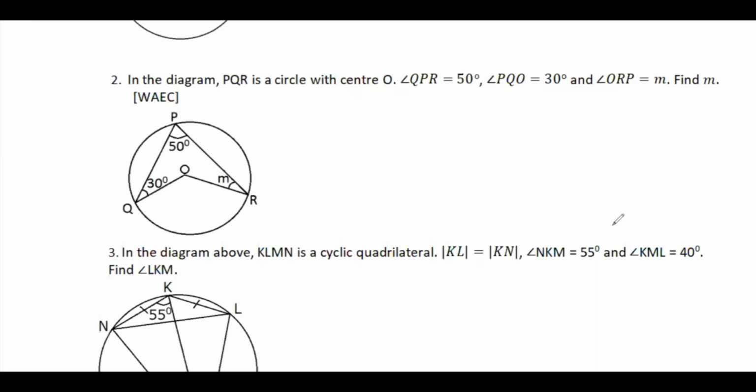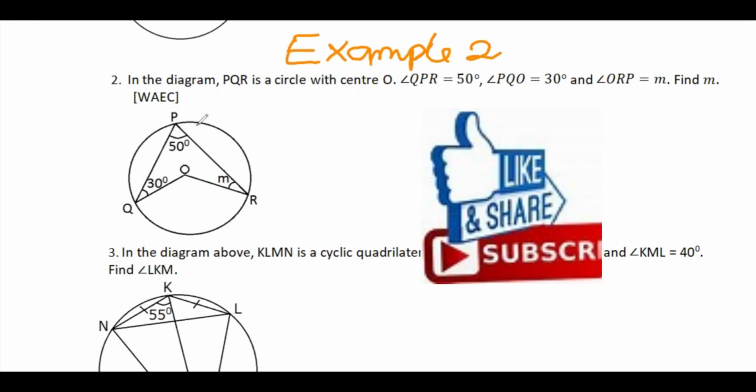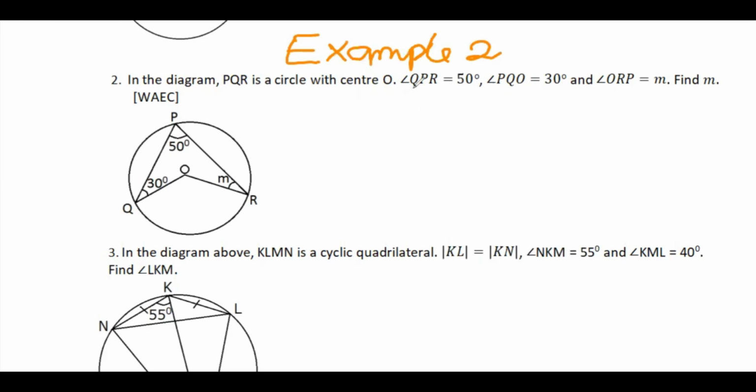In our example 2 of circle geometry, we want to examine this question. In the diagram, PQR is a circle. We have P, Q, R on the circumference of the circle, center O. And angle at P, that's QPR, is 50 degrees, as shown in the diagram.